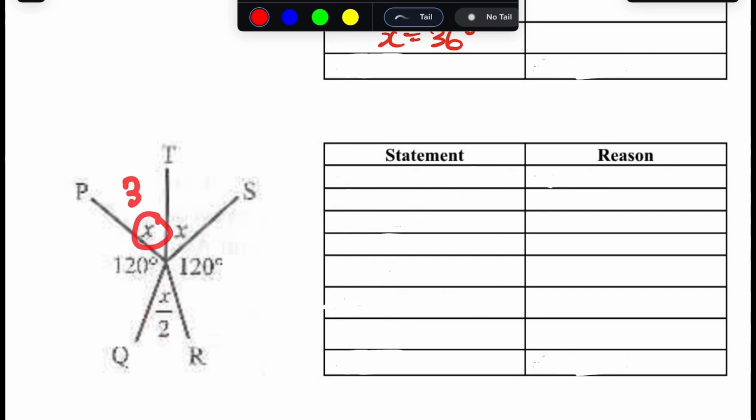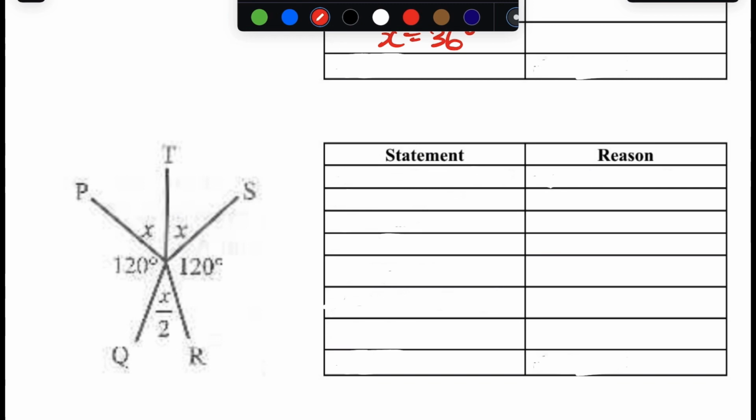Let's say if you have 30 here, this angle will be 30 here as well. But here, it will be 30 divided by 2, which is going to be half of this angle or this angle. Now, all these lines meet here at this point, and we have only one unknown, which is x.